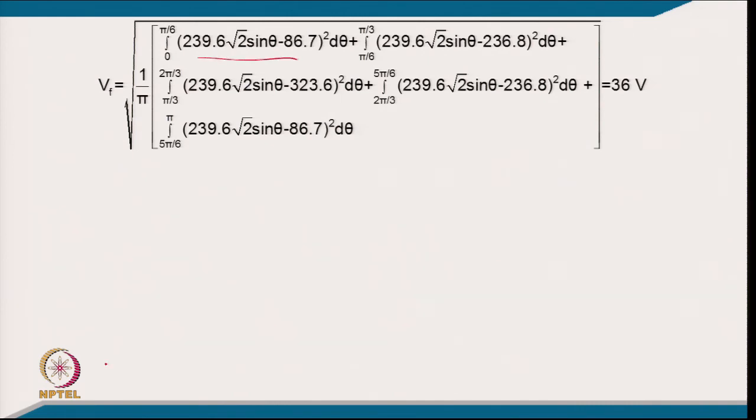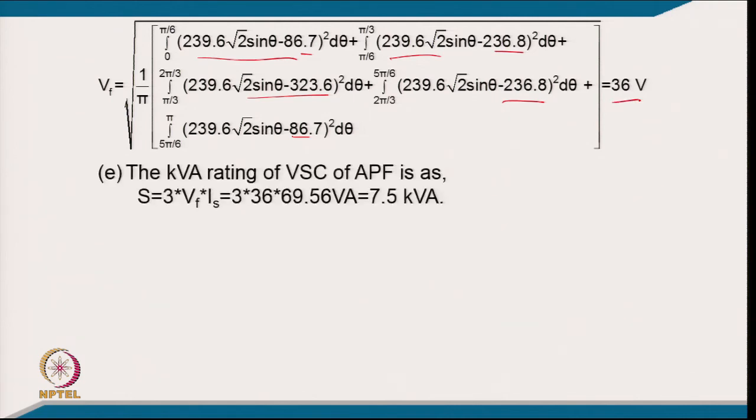The first segment is a sine wave minus the reflected voltage from the diode rectifier input, then the second segment again a sine wave, second segment, third segment, fourth segment or fifth segment. So there are typically five segments, and from this we calculate this voltage, which comes to 36 volt. The kVA rating of the VSC of the active filter is 3 VF times I, equal to 3 into 36 and current 69.56, which comes to 7.5 kVA.